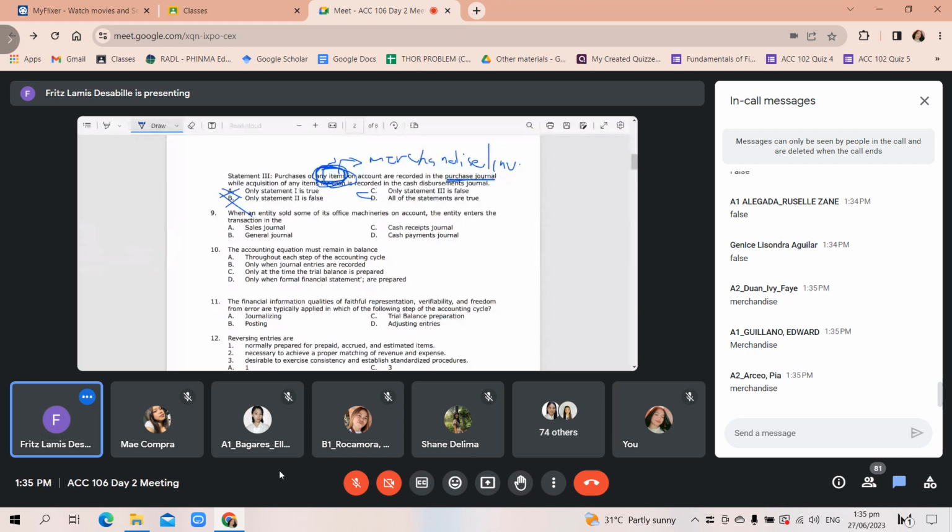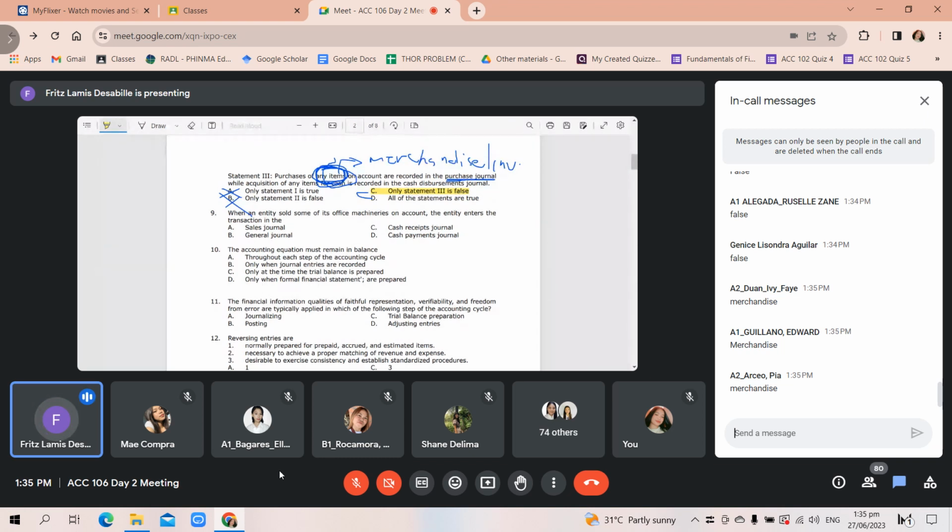Okay. So that's for number 8, letter C. Statement 3 is false because gibutang diri any items wherein it should only be purchases of merchandise only.